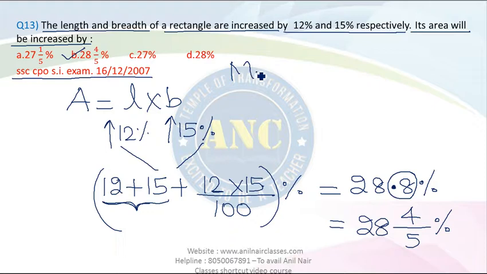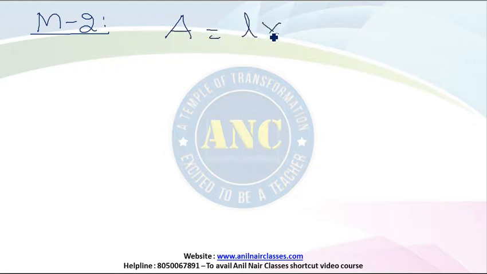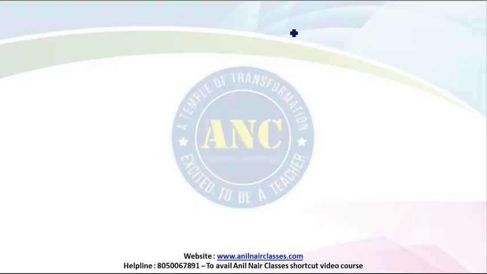Sir, why did you solve by successive suddenly? Just to show you that this also can be one of the possible methods. Now, I can also solve it in my method too. You decide which is the best method. Length into breadth is area. Length increases by what percentage, it is given, sir?